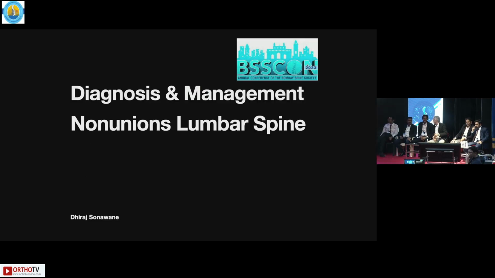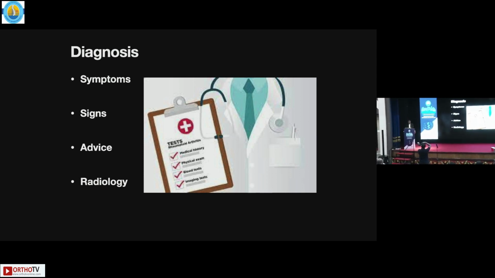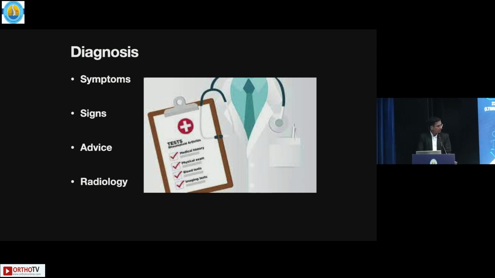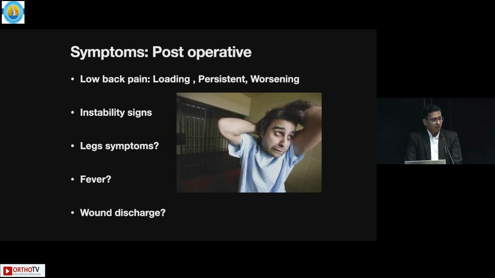My talk is on diagnosis and management of non-unions in lumbar spine. So how do we usually diagnose a non-union or any other disease? We see symptoms, signs, advise some investigation, look at the radiology and diagnose. What do we do when a patient comes to us after a surgery? So this is our usual diagnosis after a good looking X-ray for the initial months.